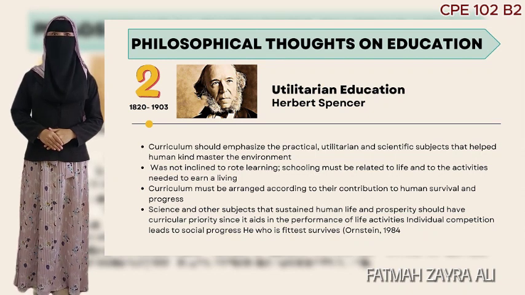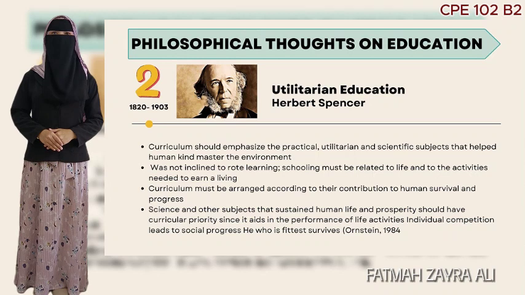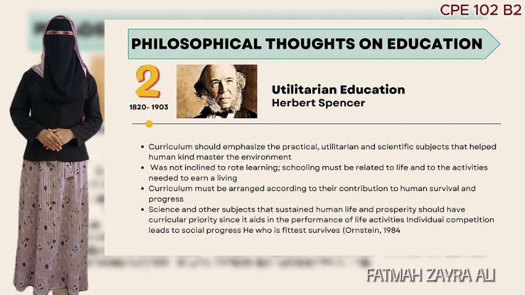Characterized as humanistic and classical, an industrialized society requires vocational and professional education based on scientific and practical objectives rather than the very general education goals associated with humanistic and classical education. Curriculum should emphasize the practical, utilitarian, and scientific subjects that help humankind master the environment. He was not inclined to rote learning. Schooling must be related to life and to the activities needed to earn a living. Curriculum must be arranged according to their contribution to human survival and progress.